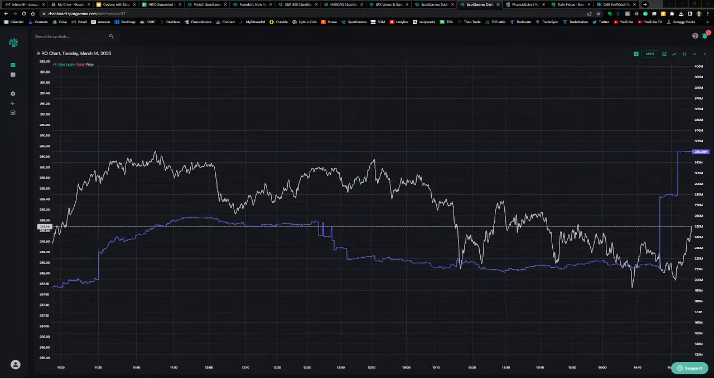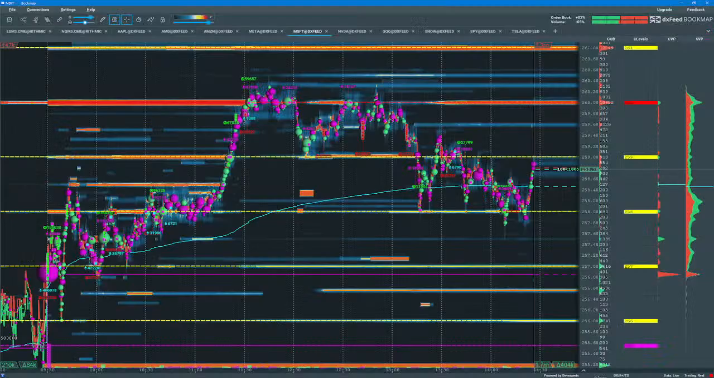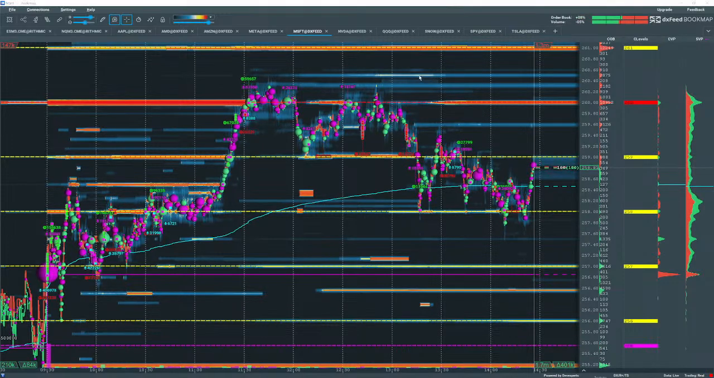So let's go take a look at Bookmap again. So that may be a bullish signal for Microsoft. I meant to draw a line there. Just look for that trend break, move higher, and liquidity targets at 260 and 261.